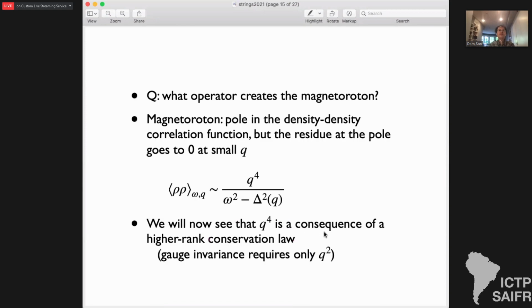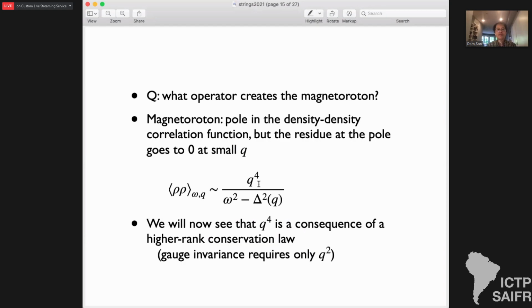One can ask the question, what is the operator that creates a magnetoroton? It's a quasiparticle, which should be created by acting with a certain operator on the ground state. We can look at the correlation function where this magnetoroton appears. In particular, it appears in the density-density correlation function, ρρ, as a function of ω and q. That's a pole at ω = Δ. But it turned out that the residue at that pole goes to zero very quickly as q goes to zero, a fact that was already known to Girvin, MacDonald, and Platzman.